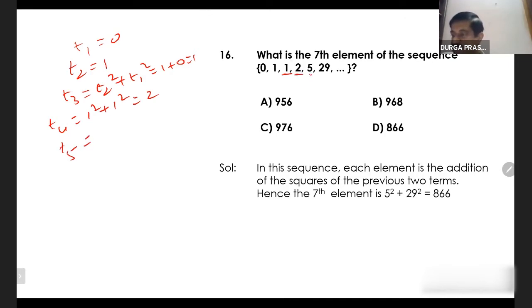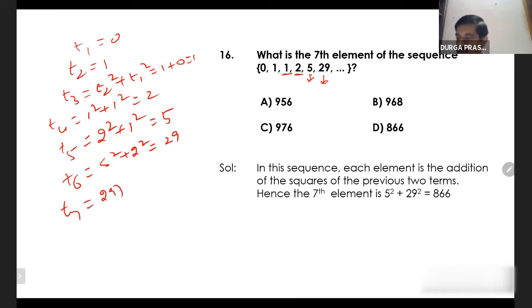T5 is T4 square plus T3 square. So that is 5. T6 is 5 square plus 2 square, that is 29. And so on. So now what is it he asks? What is the 7th element of the sequence? T1, T2, T3, T4, T5, T6 is given. So T7 is 29 square plus 5 square. So that is the answer. That is nothing but 866. So option D.